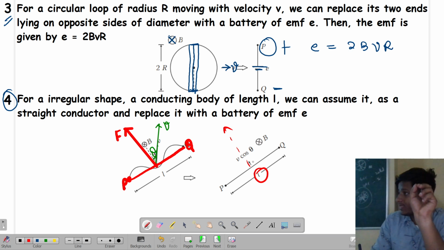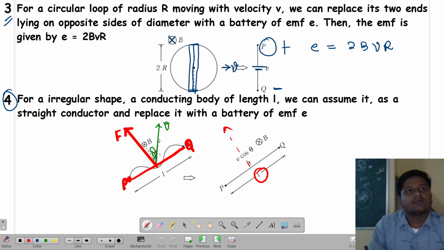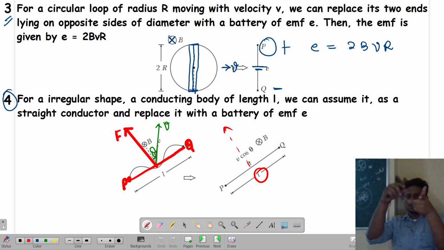We'll have to check in that plane, listen to me perfectly. This v is making angle theta with the magnetic field. Look at the previous question: there v was making an angle with the conductor length, which is why we included the perpendicular component v sin theta. But here v itself is making an angle with the magnetic field. So if this is my magnetic field and this is my velocity, this velocity is making angle theta with the magnetic field over here. Right or not?